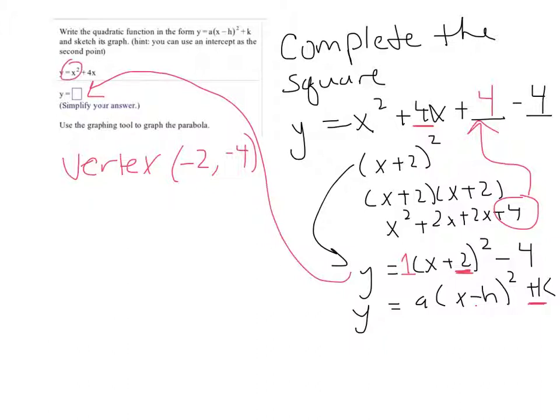And then we look for just one other point on the parabola, and we could, let's say, plug in x equals 0. If you plug in x equals 0, you have 0 squared plus 4 times 0, which is 0. So you have a parabola opening up with its vertex at negative 2, negative 4, and it also goes through the origin. That's the information that you need to graph. But the whole idea behind making this work is completing the square. Hope that helps.